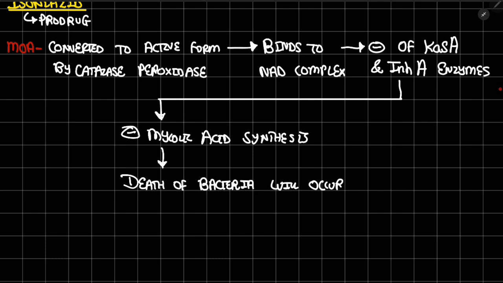So the mechanism of action is: isoniazid is a prodrug. It gets converted to its active form by catalase peroxidase. Once activated, it binds to the NAD complex. Then it leads to inhibition of Cas-A and INHA enzymes, which are involved in the synthesis of mycolic acid. So mycolic acid synthesis is arrested and it leads to the death of the bacteria. This is the mechanism of action of isoniazid.